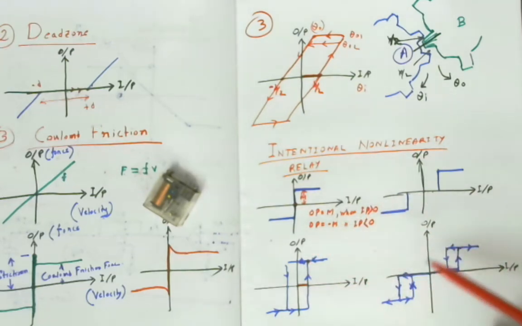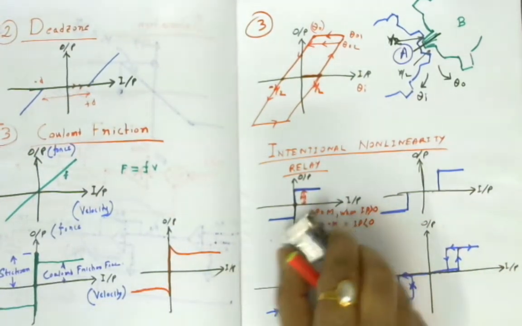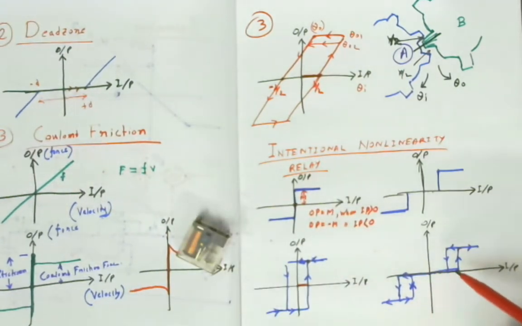So this kind of characteristics graph is basically present in the relay nonlinearity, and this is called intentional nonlinearity, because you can get this kind of characteristics graph intentionally by applying voltage, by increasing or decreasing voltage. So this is not incidental in this case. It is intentional.